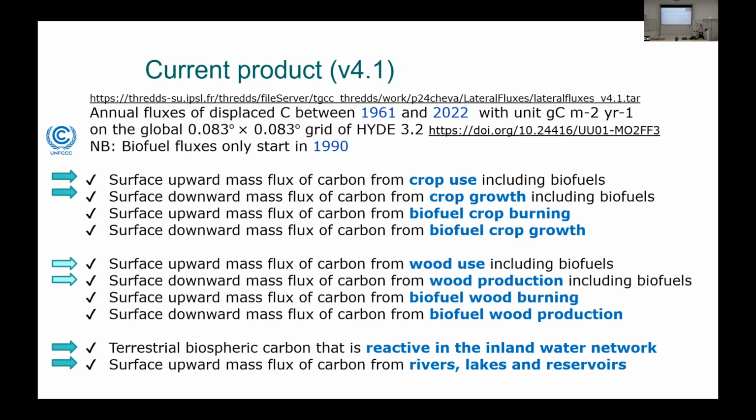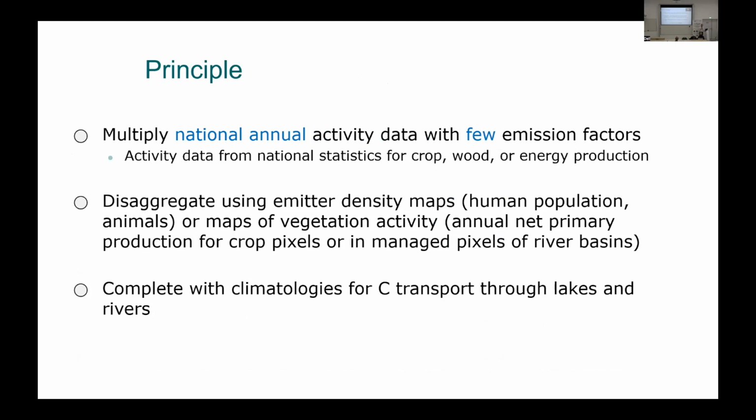So compared to my initial motivation, we have done much more than what was needed initially for the comparison. The principle is quite trivial. It's a very basic bottom-up approach to map these fluxes.